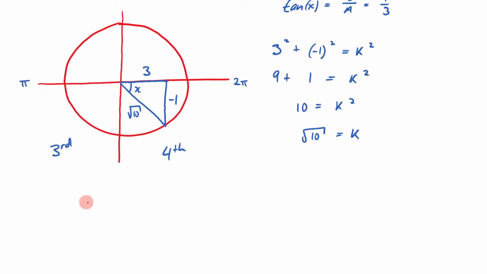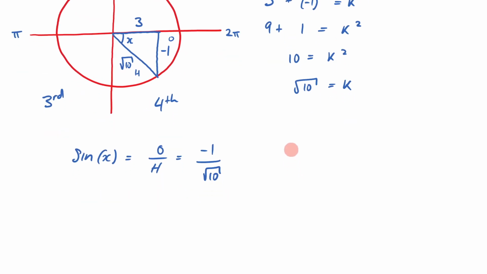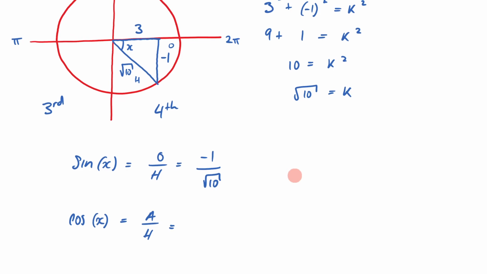Now we just need to figure out what the sine of x is going to be. The sine of x is my opposite over hypotenuse. It will be negative 1 on the square root of 10. And then I have to figure out what my cos of x is going to be, which is adjacent over hypotenuse. It will be 3 on the square root of 10.